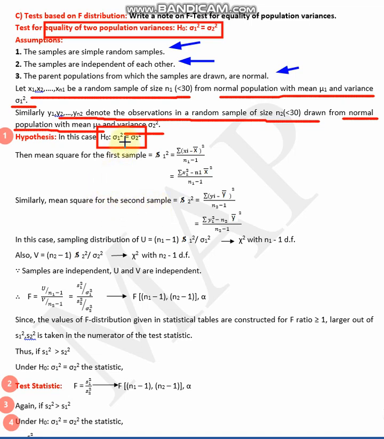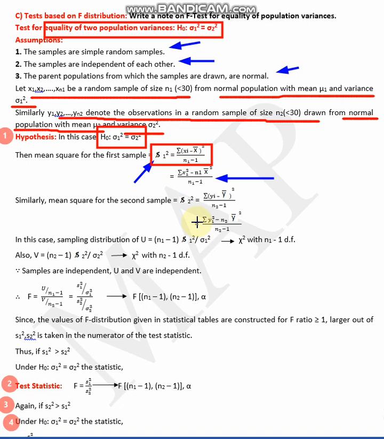As we know, the sample mean square is an unbiased estimate of the population variance. Therefore we first find the mean square for the first sample. What is the mean square for the first sample? That is denoted by S1 square. And what is S1 square? S1 square is nothing but summation xi minus x bar square divided by n1 minus 1. And if you simplify this, we get summation xi square minus n1 x bar square divided by n1 minus 1.